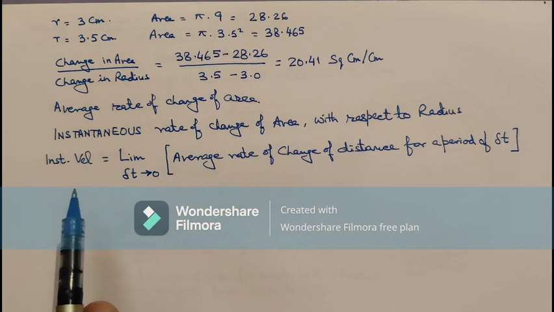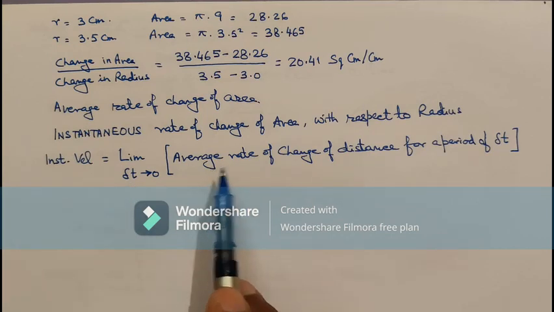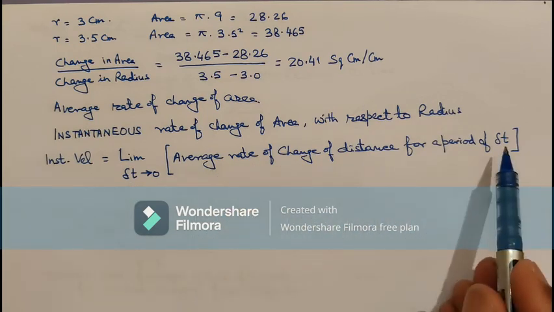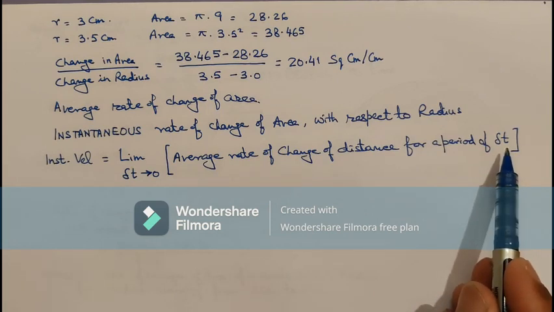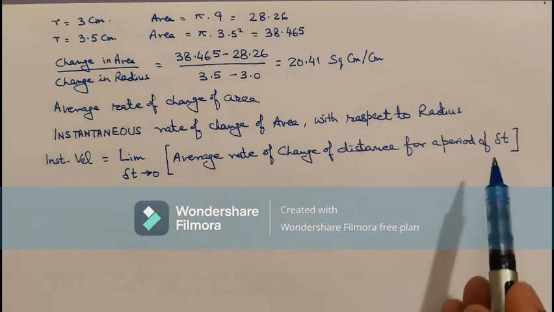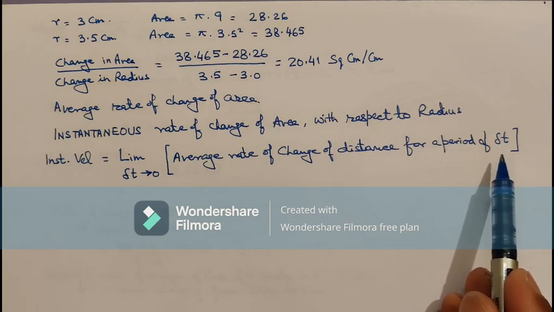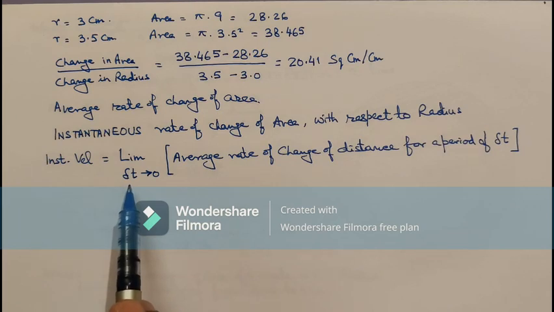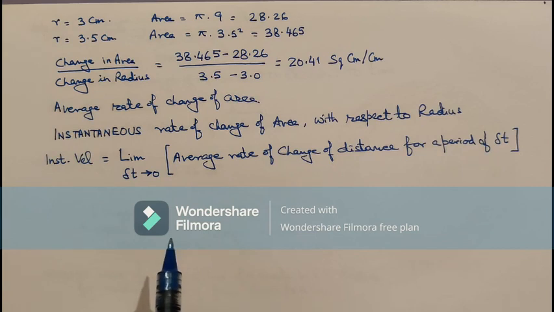We had a similar situation in the instantaneous velocity where we had defined instantaneous velocity as the limit of average rate of change of distance for a period of delta t, and then take the limit of that as delta t approaches 0. So the trick here is take the average rate for some finite amount of delta t, finite meaning non-zero, and then take a limit of that with delta t going to 0. This was the case for instantaneous velocity. So in the case of rate of change of area, I would use a similar technique.